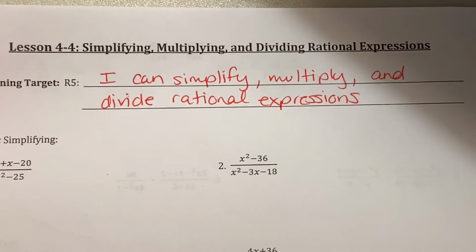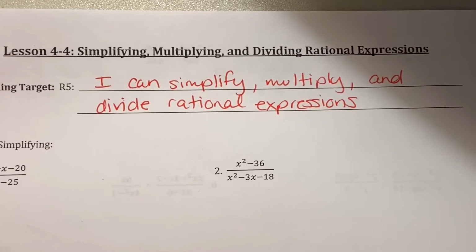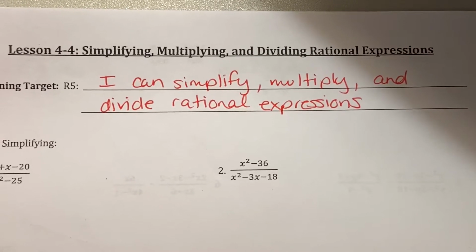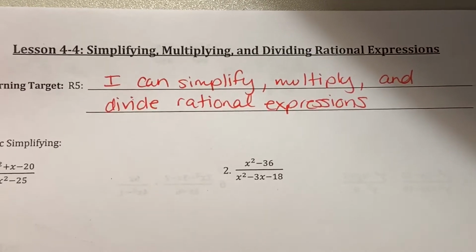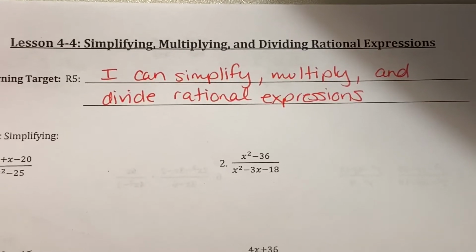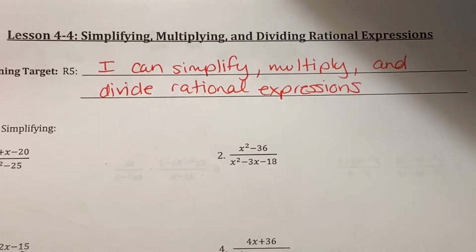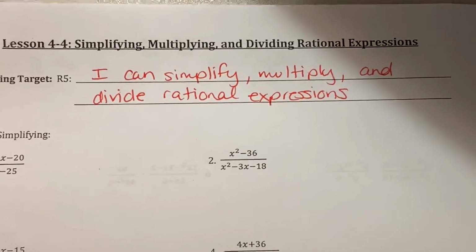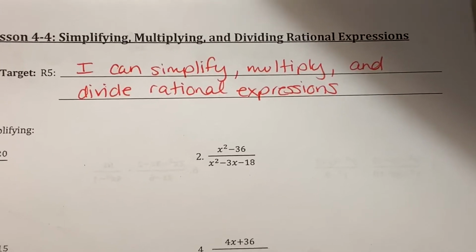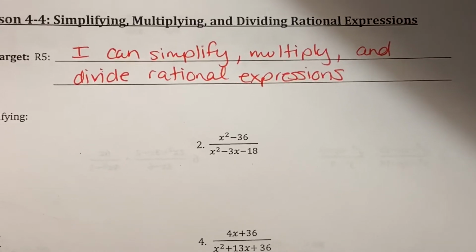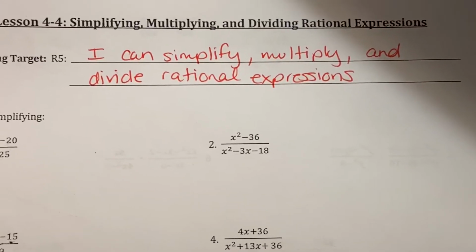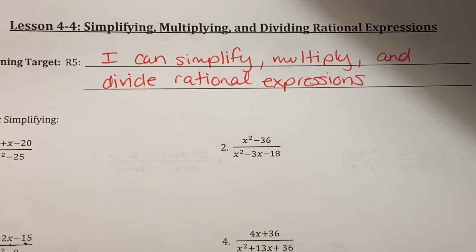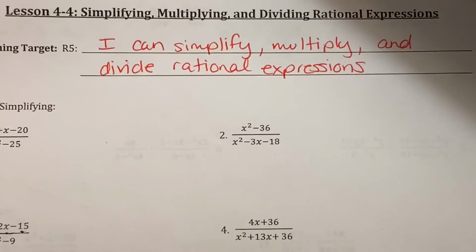All right, so today we're on lesson 4 in your packet, which is page 29. We're skipping lesson 3, which is graphing rational expressions, so that we can focus on how to simplify and do some of the operations first. So our learning target is I can simplify, multiply, and divide rational expressions. For this first video, I'm going to focus on just the simplifying, and then I'll do another video over the multiplying and the dividing.